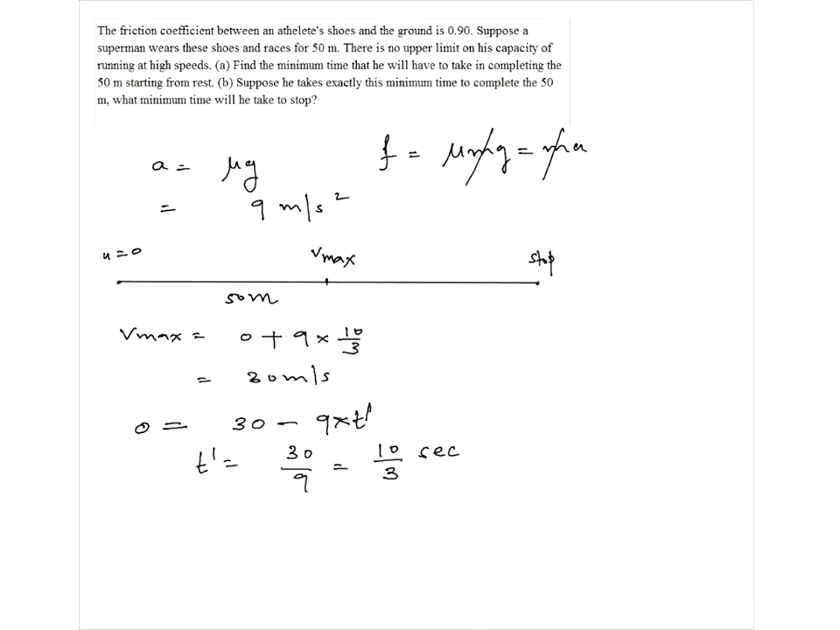Minimum time possible means there should be maximum acceleration. The only force acting in the forward direction is static friction. When you walk, you push the ground back, ground pushes you forward. There is no rubbing taking place, so it has to be static friction. For acceleration to be maximum, frictional force should be maximum.